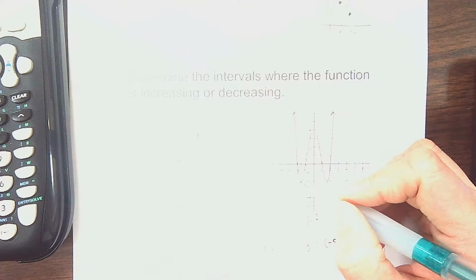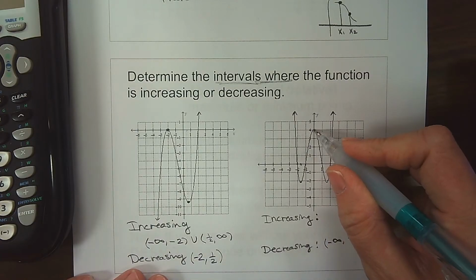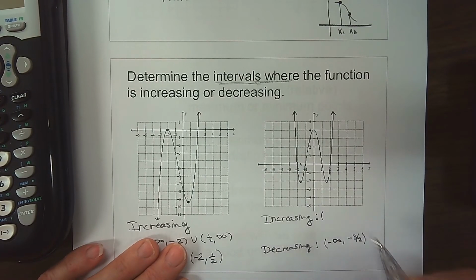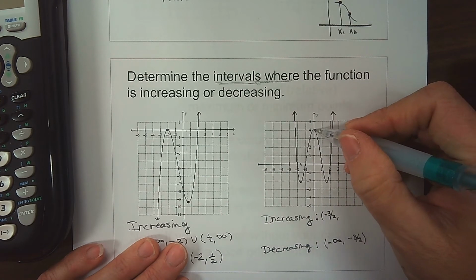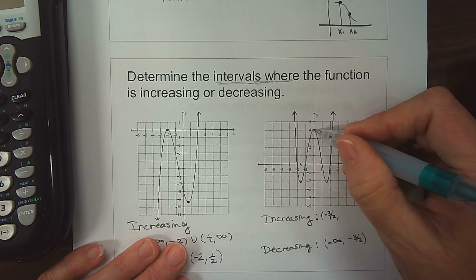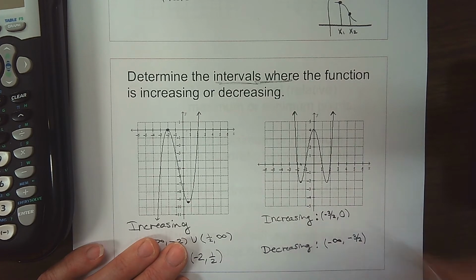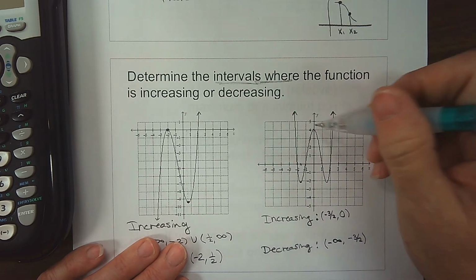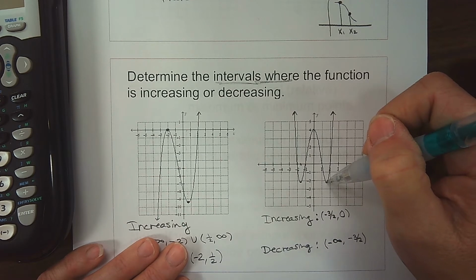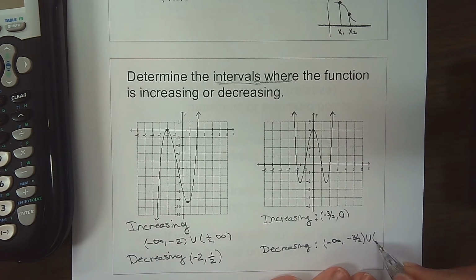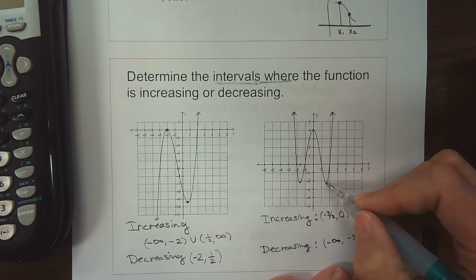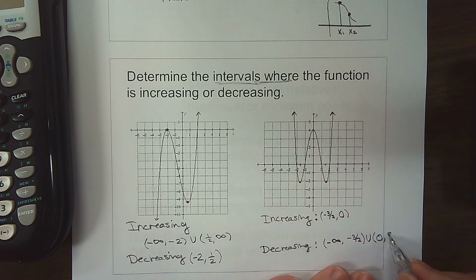So I'm going to say that from this point to this point, it is increasing. That's from -3/2 to, in an x sense, 0. Like I mentioned, from here to here, it is now decreasing again. So I'm going to put in a union symbol here and say that that is from 0 to, what is this point? Well, again, that looks like it's about 1.5, so I'll say +3/2.